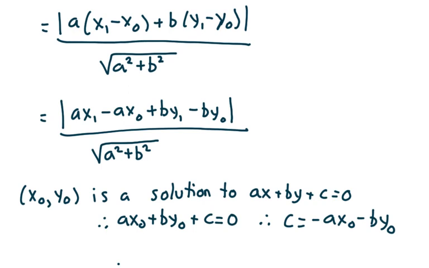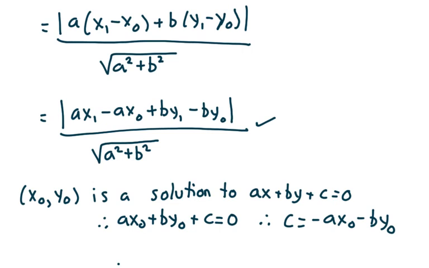So when I take the dot product, I get the absolute value of A times x1 minus x naught plus B times y1 minus y naught divided by the square root of a squared plus b squared. Remember, the square root of a squared plus b squared is the magnitude of N. So this is equal to ax1 minus ax naught plus by1 minus by naught in absolute value divided by the square root of a squared plus b squared.